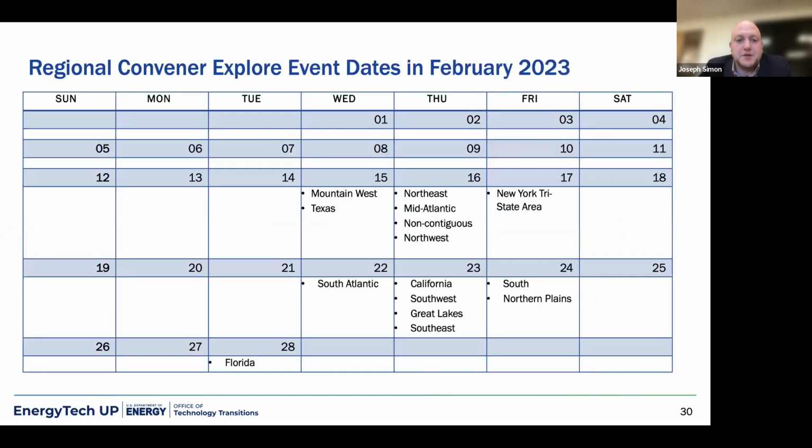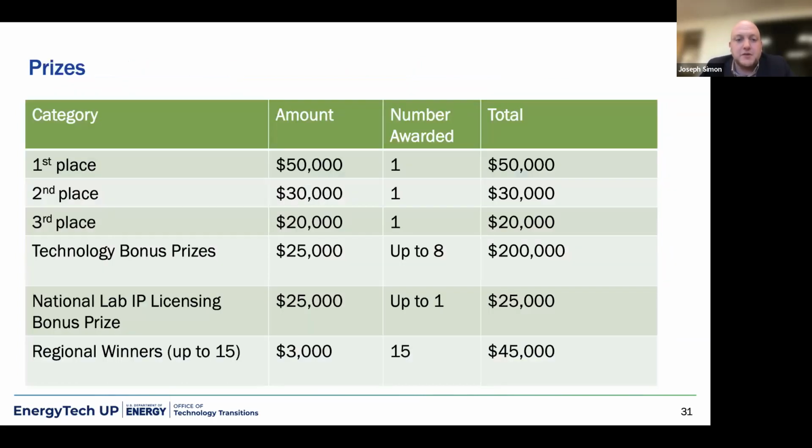We've already been able to secure and announce our regional convener Explore dates. And so if you know which region you'd be in, you can pencil into your calendar one of these dates between the 15th and the 28th. And we do encourage you to continue to think about submitting by January 26th. And then we will hopefully be able to invite you to be one of the 12 teams presenting at each region.